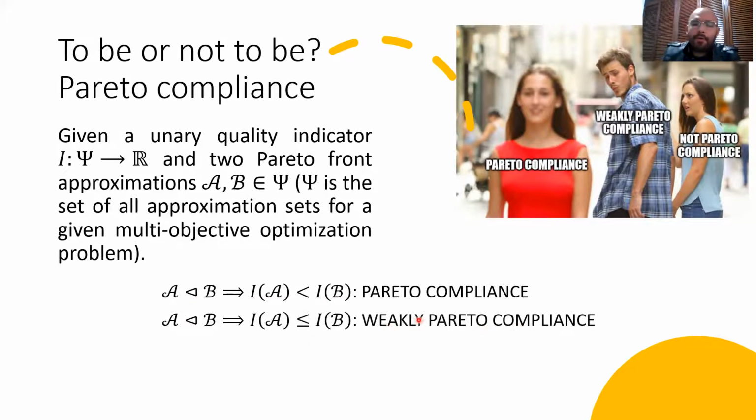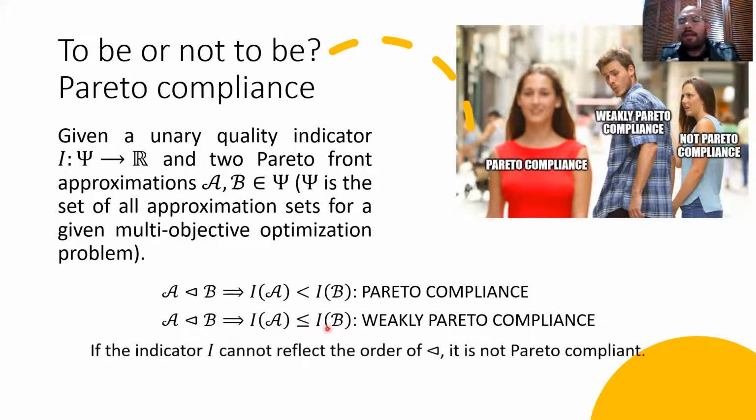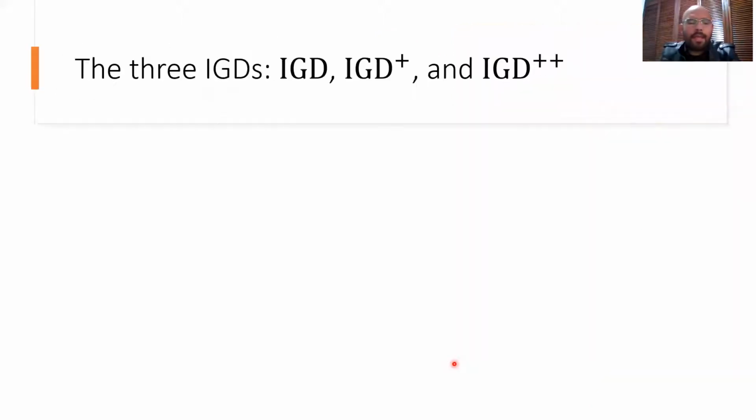Also, we have the weakly Pareto compliance, that is, the indicator value of A is less or equal than the indicator value of B. And finally, if the indicator cannot reflect the order structure of this strict dominance, then the indicator is not Pareto compliant. So we have also the three IGDs: IGD, IGD plus, and the newly defined IGD plus plus.